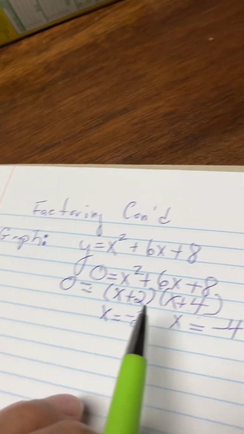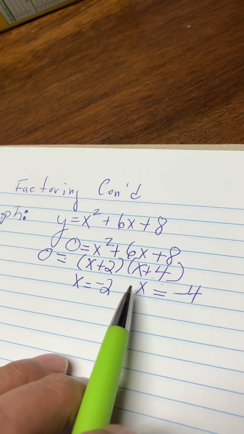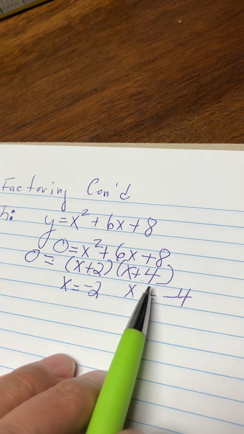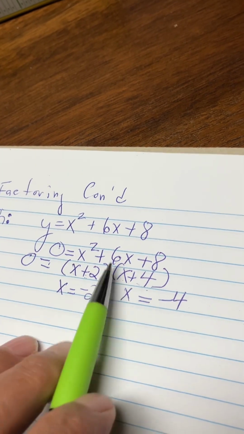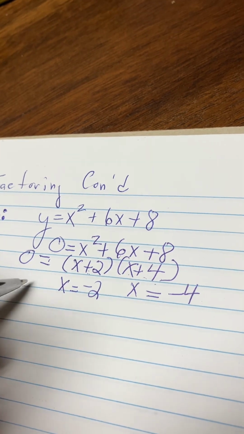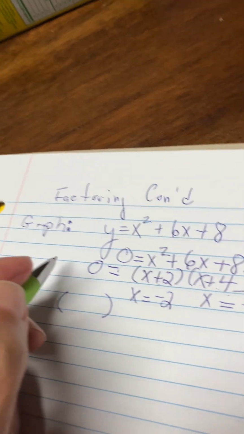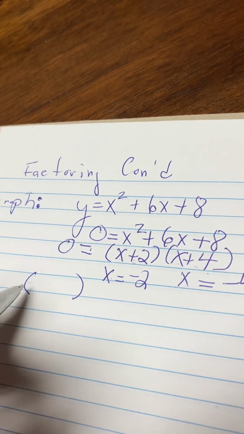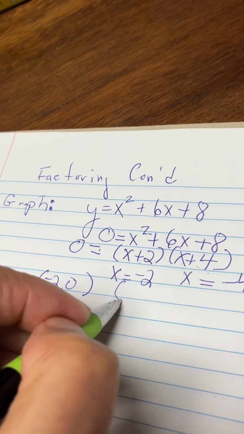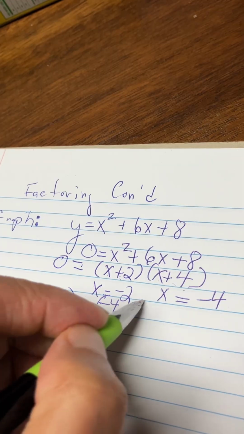Remember the zero factor theorem? If you have a times b equal to 0, then either a or b can be 0. Alrighty, okay, so we've just solved this. But we want to write this using intercept form. So if x is equal to -2, I'm going to put in -2 and 0 right here. And then my other x-intercept is -4 and 0.